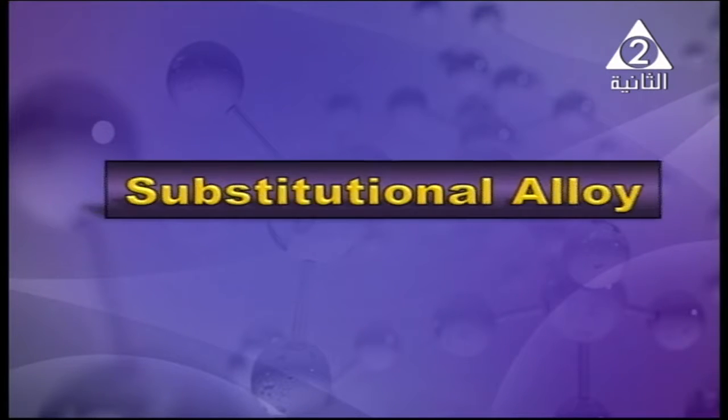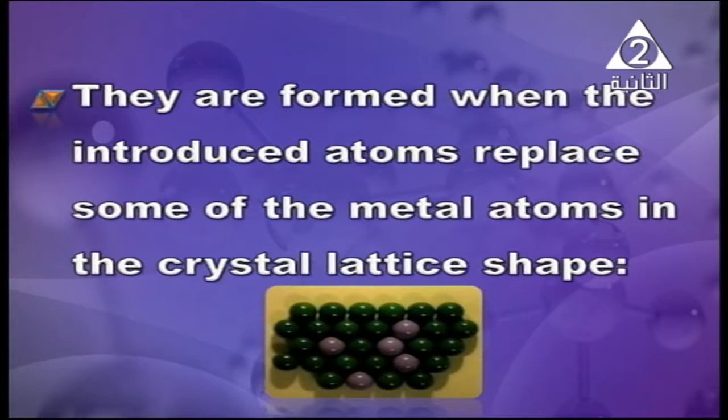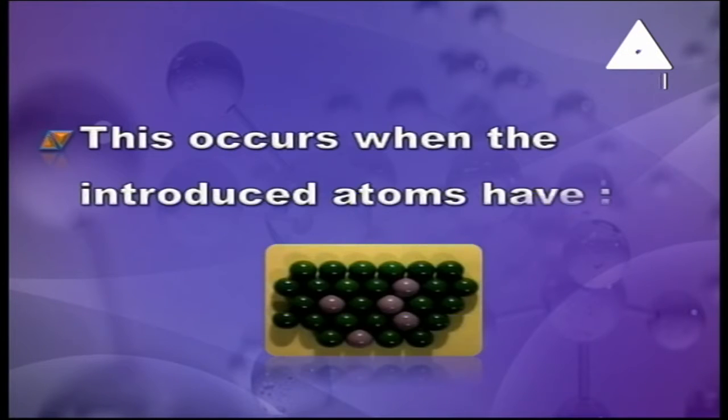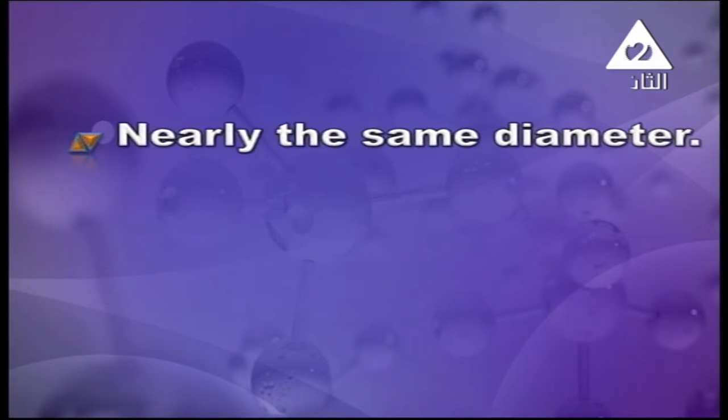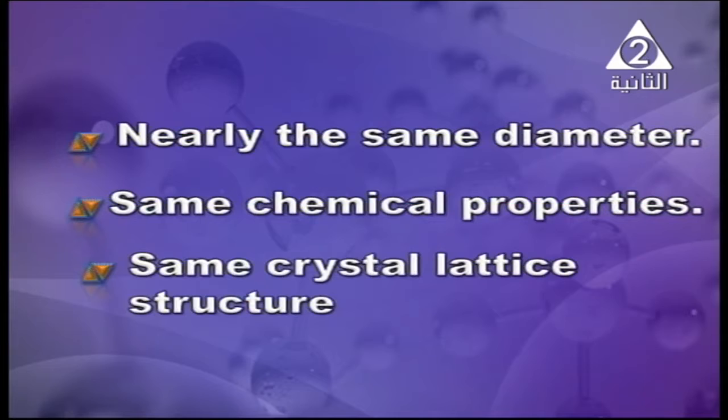The second type of alloy is substitutional alloy. It is formed when the introduced atoms replace some of the metal atoms in the crystal lattice. And this occurs when the introduced atoms have the following conditions: nearly the same diameter, same chemical properties, and same crystal lattice structure.